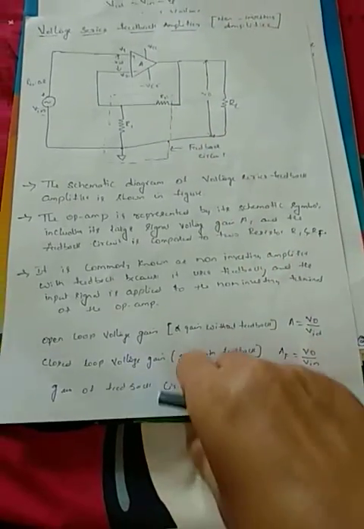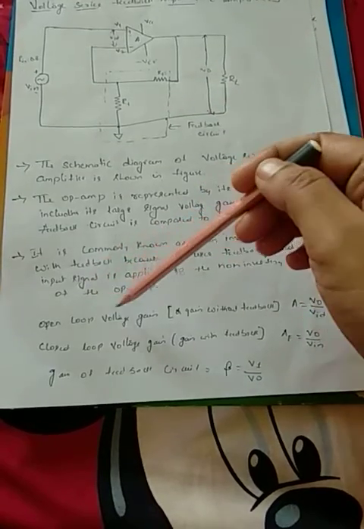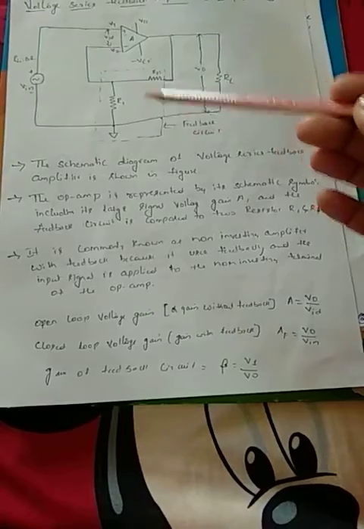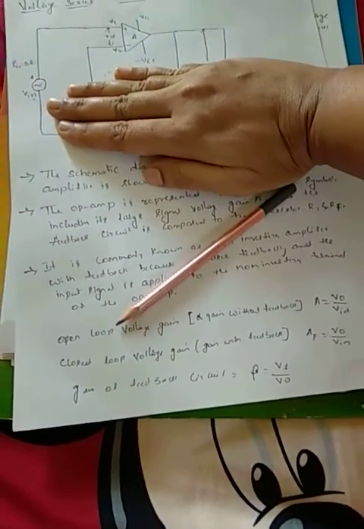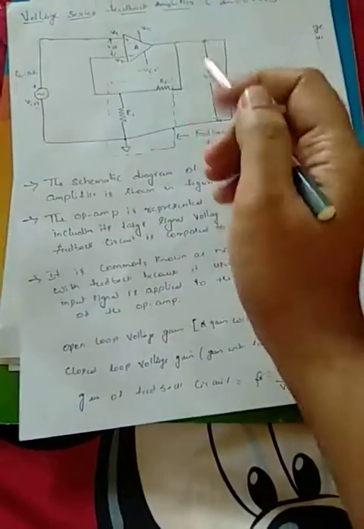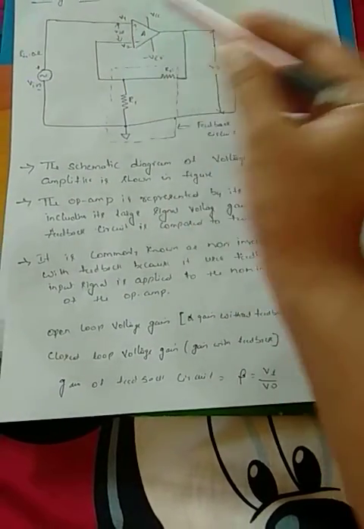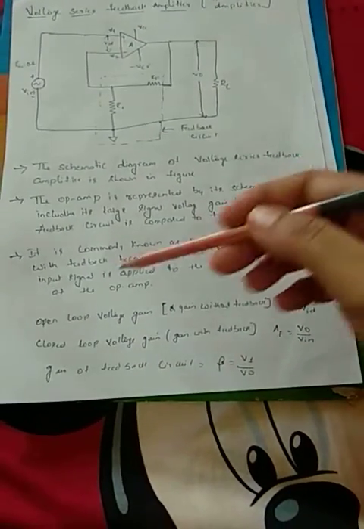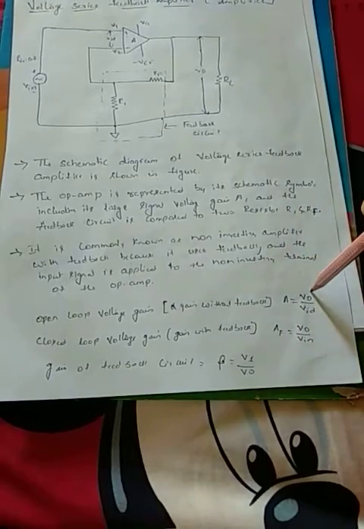Now we'll see the different types of gain which we deal with in this circuit. The open loop voltage gain, or gain without feedback, A: when the feedback part is not there, what is the gain? Gain A is equal to output by input. Output is V0, input is VID. Therefore the open loop voltage gain, that is the gain without feedback, A is equal to V0 divided by VID.